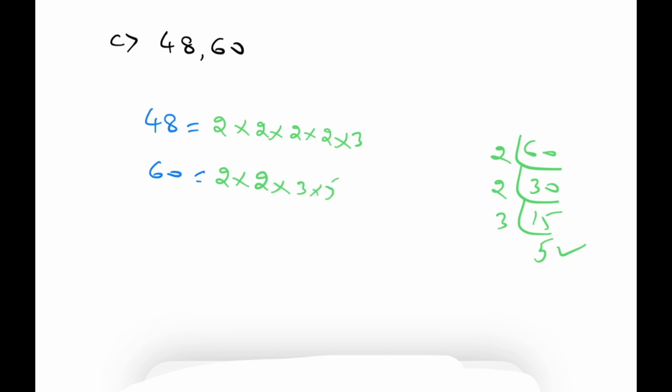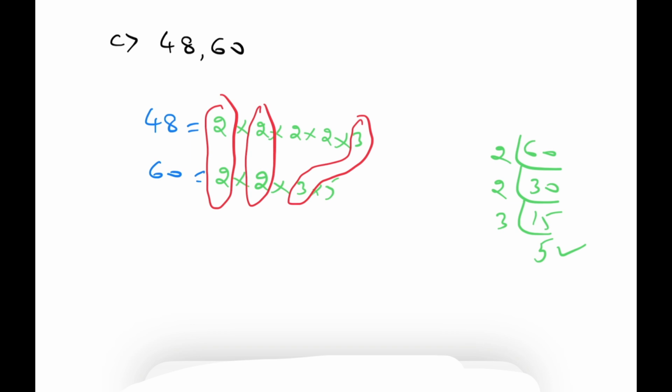Now first circle what is common in all of these. So here 2 is common and one more 2 is also common and 3 is also common. So the HCF will be now 2 is one time common, write it. 2 is again common, write it. Into 3 is also common, write that. So 2 into 2 into 3, that is 12.